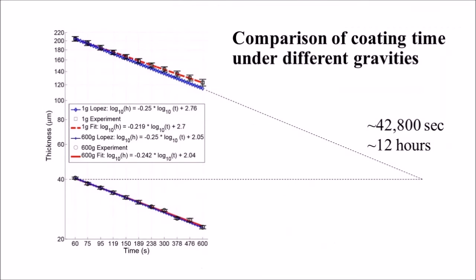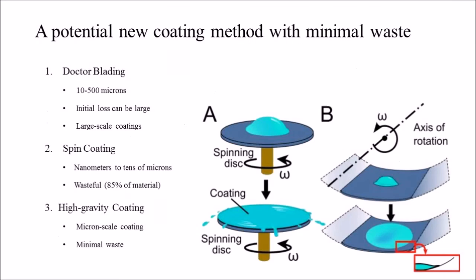If we were to extrapolate Lopez's relationships for the spreading of our 8 microliter drops under 1 G to the thickness associated with 1 minute of spreading under 600 Gs, the time required under 1 G would be approximately 12 hours. With these results, we believe the techniques outlined in this work might have potential as a new coating method with minimal waste.